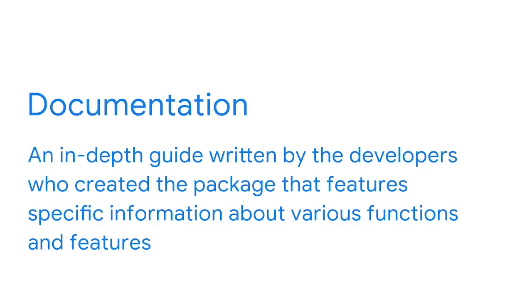Another resource that can be great is the documentation for the package or module you're working with. Documentation is an in-depth guide written by the developers who created the package. Documentation features specific information about various functions and features and usually includes helpful examples. Kaggle is another resource that many data professionals use at some point in their journey. The online community features tens of thousands of public datasets, along with Python notebooks that provide examples of how to conquer a variety of analyses.